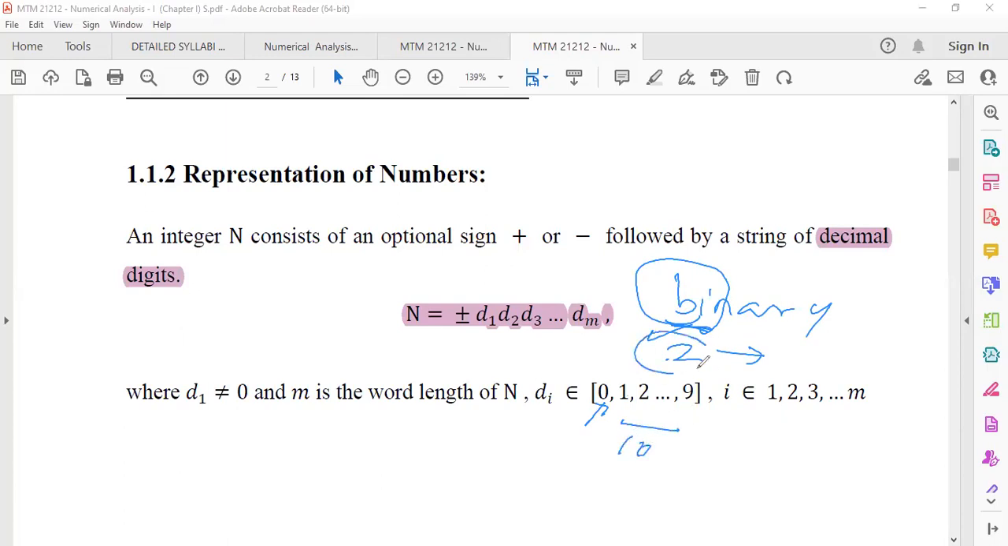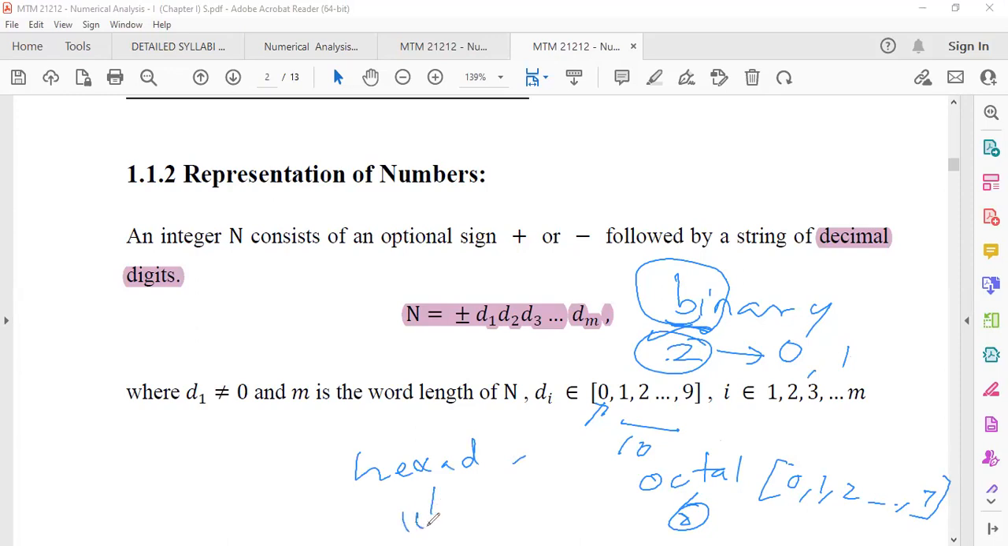Likewise, if you want two numbers, start from 0, 1. Octal means 8, so you have 0, 1, 2 up to 7. There is also hexadecimal. Hexadecimal means 16, from 0 up to 15. These are the different kinds of number systems.